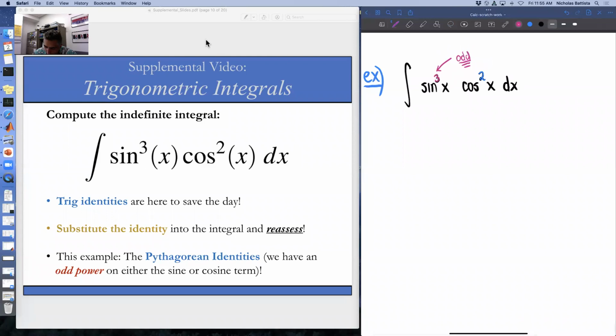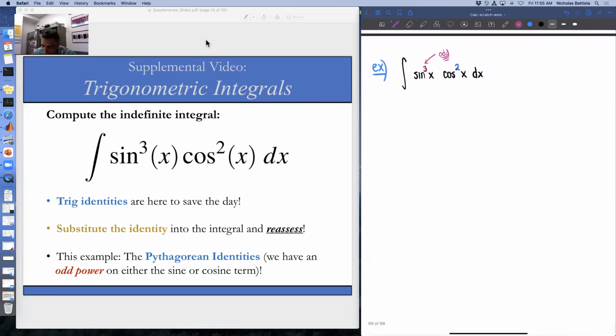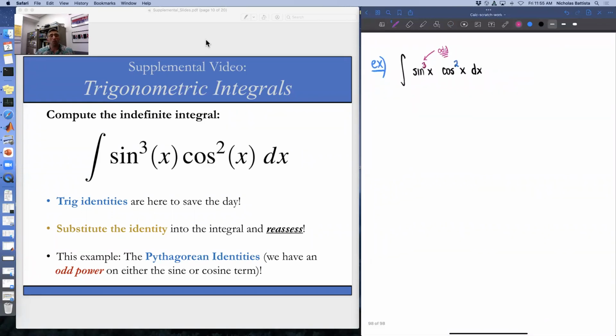The reason I want to point this out explicitly is because of this odd power, we'll know what type of substitution or trig identity is going to help us out here. Because of this odd power, we're going to try and build towards a u-sub. And we'll go through the reasons why this will help in a few moments. So with these types of problems, we're going to be able to substitute Pythagorean identities to help us out.